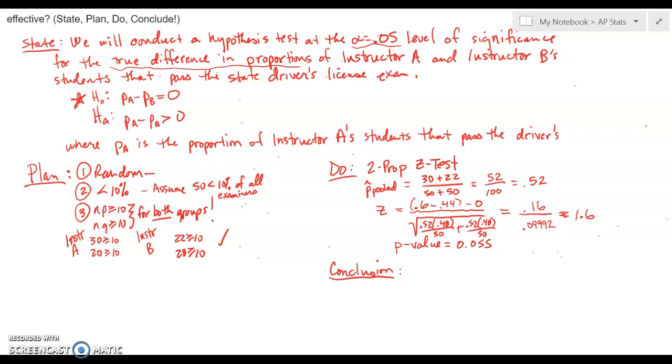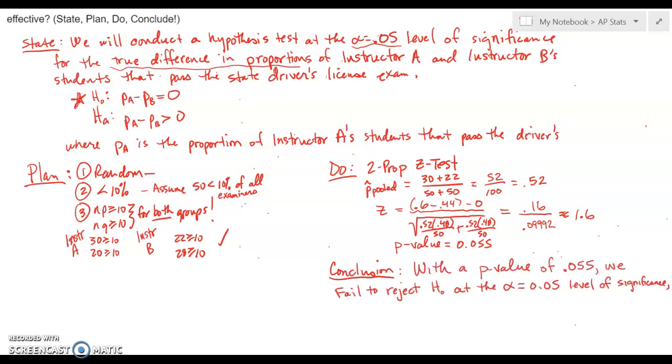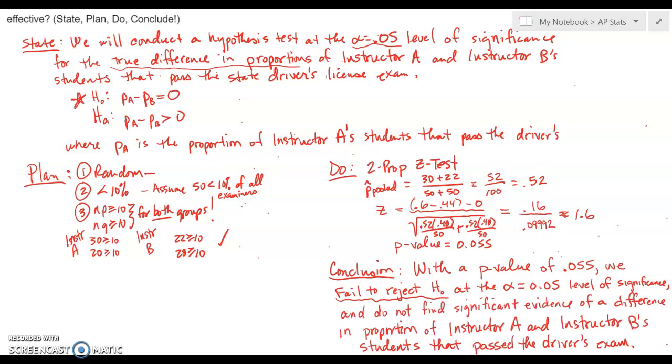All right. Last but not least is our conclusion. In our conclusion, we're always going to start with a comparison of our p-value versus our alpha level of significance. That looks like this. With a p-value of 0.055, we fail to reject. The next thing we're going to include is a decision about the null hypothesis at the alpha equal 0.05 level of significance. Then what comes next just has to do with the context. We're going to talk about what it means to fail to reject the null hypothesis within the context of the problem. That looks like this. We do not find significant evidence for a difference in proportion of instructor A and instructor B students that passed the driver's exam.